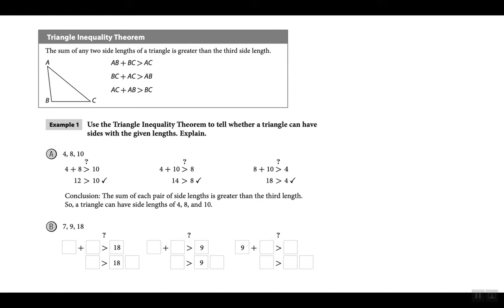Okay, so look at example 1. It says, use the triangle inequality theorem to tell whether a triangle can have sides with the given lengths.